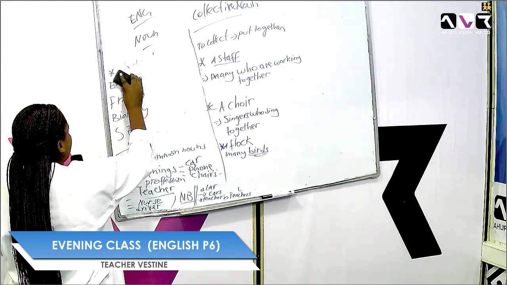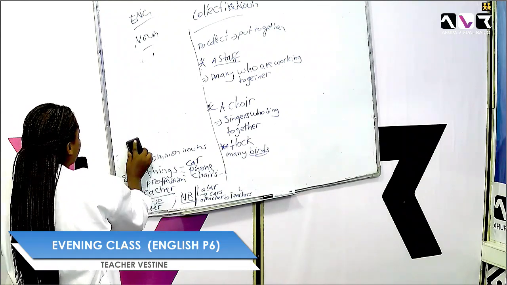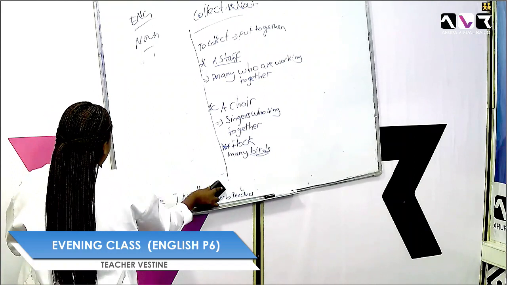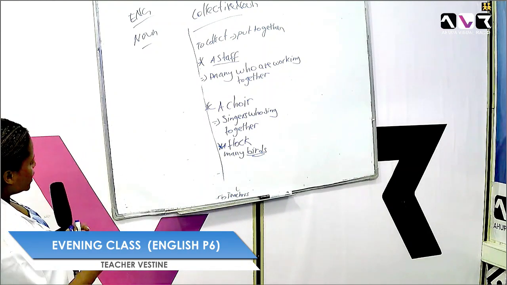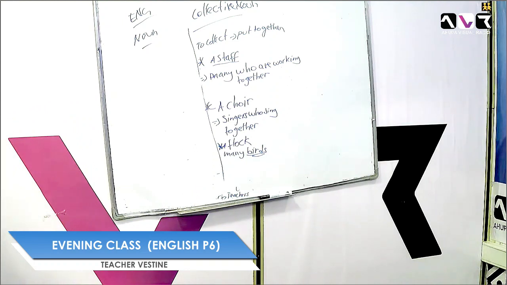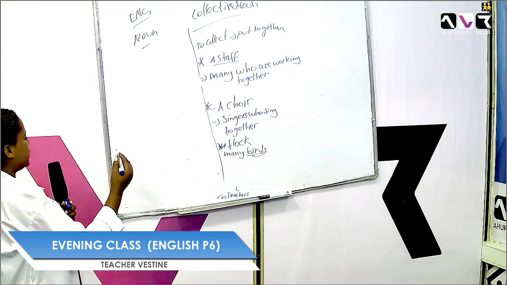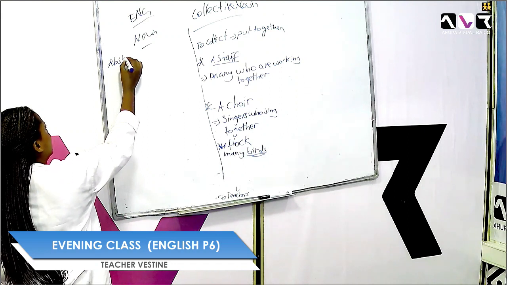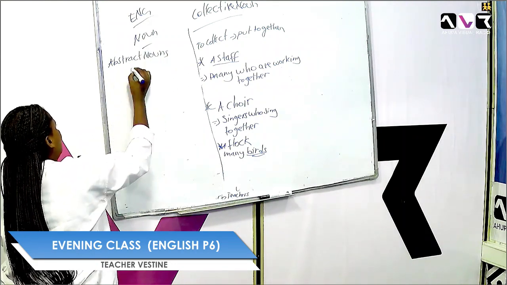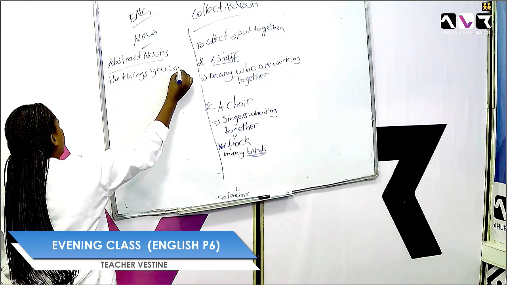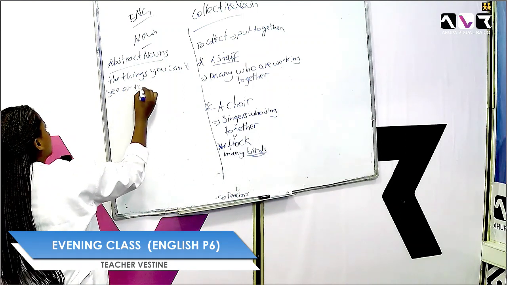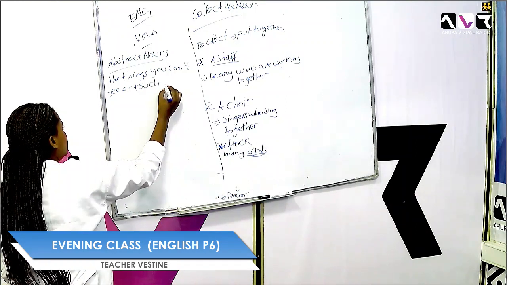Let us see about abstract nouns. Abstract nouns are all words which talk about the things that we can't see with our eyes or touch with our hand. They are unseen and untouchable things. The things you can't see or touch. For example.